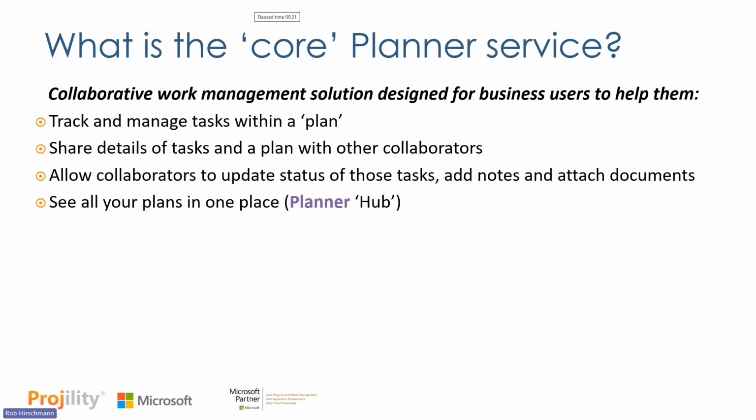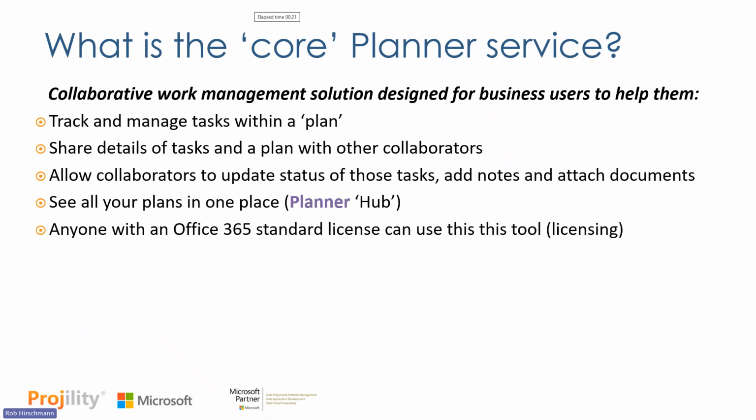It gives you the ability to see all your plans in one place. It used to be called the Planner app. Now it's called the Planner Hub, where you can go and see all these plans together. Key here is anyone with an Office 365 standard license, what's called an E3 or an E5 enterprise license, can use this tool. There's no specific licensing. You don't need to go out and buy licenses for the Core Planner service. A lot of people call it the free version of Planner.